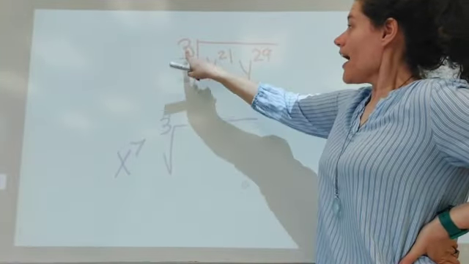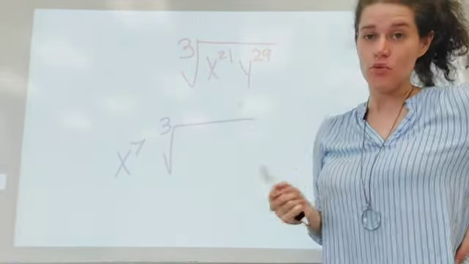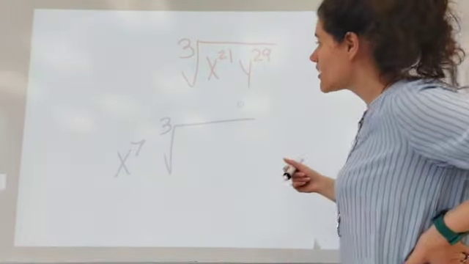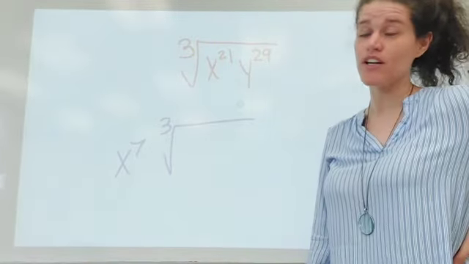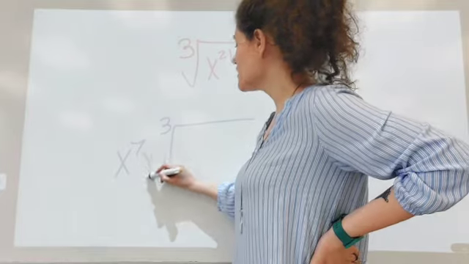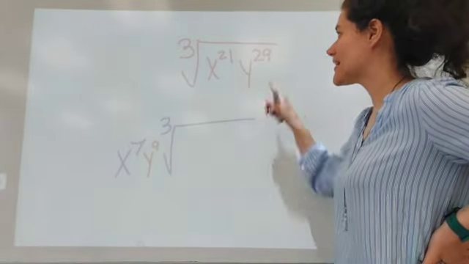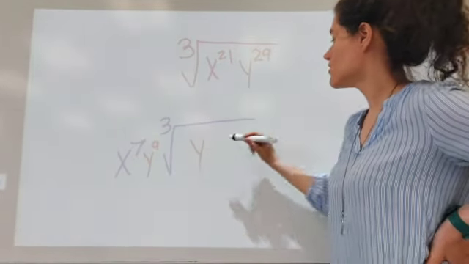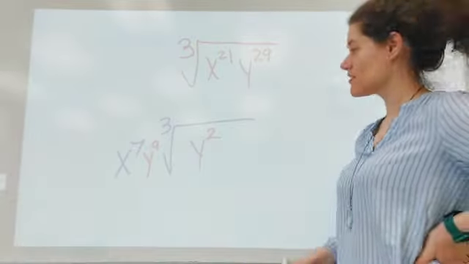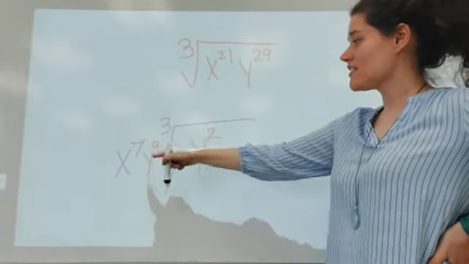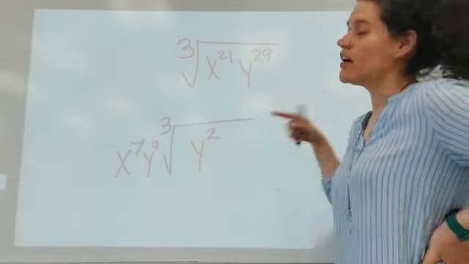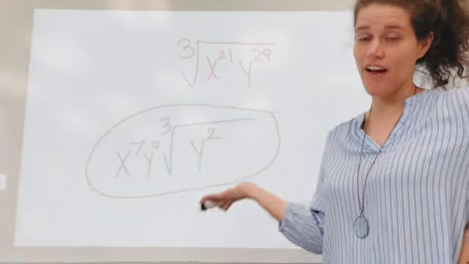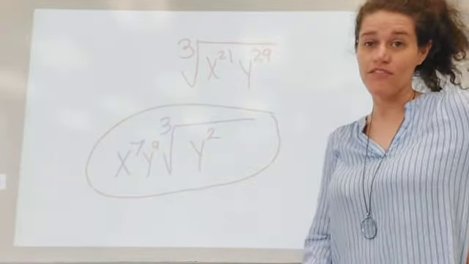So how many groups of 3 can I make in 29? Well, 3 times 9 equals 27, and then there would be 2 left over when I do that. So y to the 9th power, I can make 9 groups of 3 here, and then there's 2 left over, so y squared. So then this answer is x to the 7th, y to the 9th, cube root of y squared. So that is what you do when you're simplifying radicals that have variables.